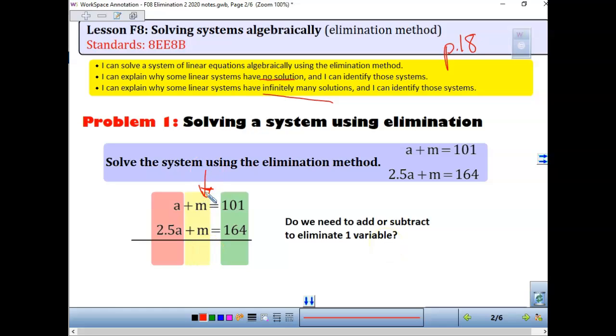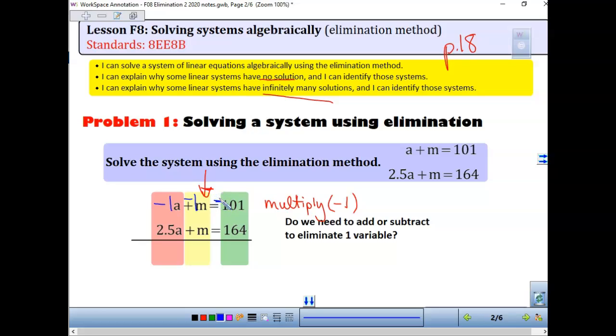But if I add m plus m, I end up with 2m, kind of like M&M's, right? But just 2m. I cannot add these as they are, so I have to think of multiplying one equation by negative 1. It really doesn't matter if you multiply the first or the second one. To me, the first one seems a little easier. So please write multiply negative 1. Now, when you multiply by negative 1, what that really means is you're changing everything to the opposite. Negative 1a, negative 1m, negative 101.